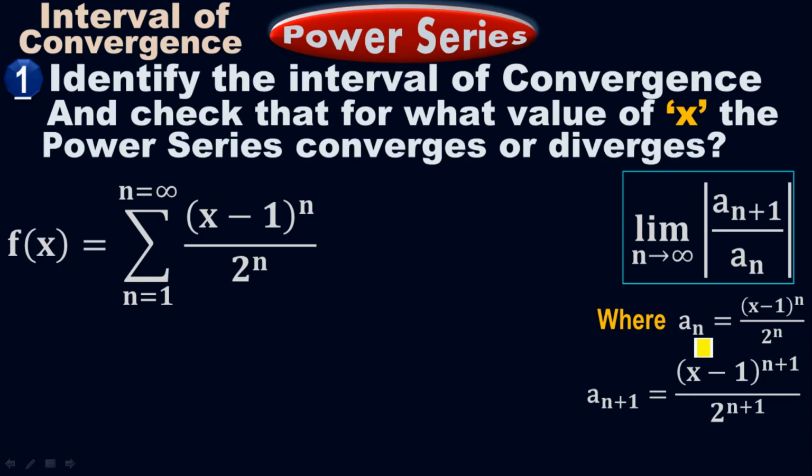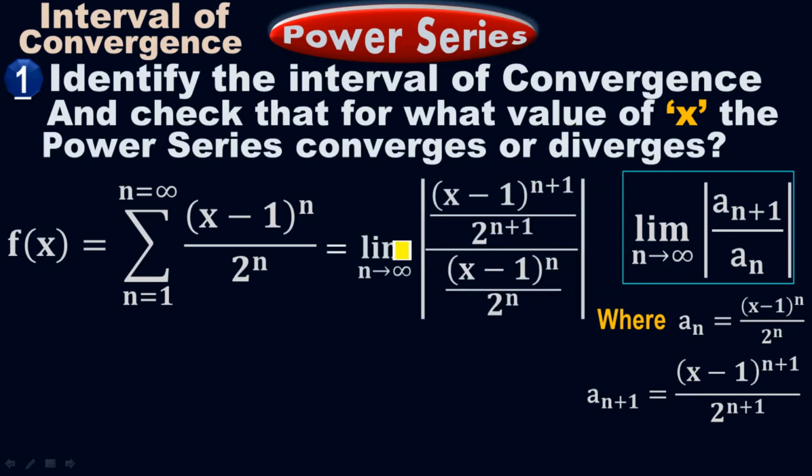What is a sub n? A sub n is actually a coefficient. So this whole expression behaves as a sub n. What is my a sub n? A sub n is (x minus 1) to the n over 2 to the n. For a sub n plus 1, you just replace n by n plus 1 here and here. So I will have the limit of (x minus 1) to the n plus 1 over 2 to the n plus 1, all over (x minus 1) to the n over 2 to the n, where n approaches infinity.